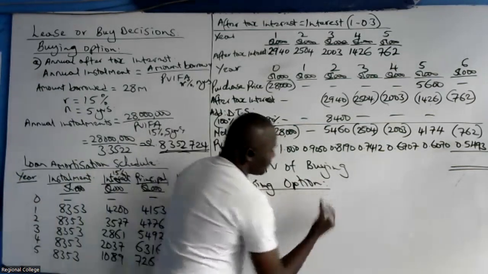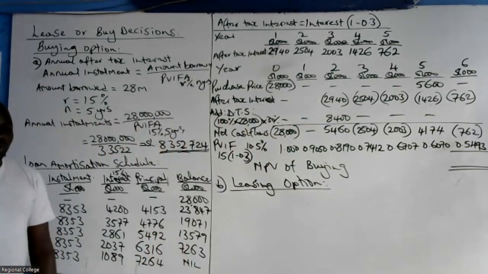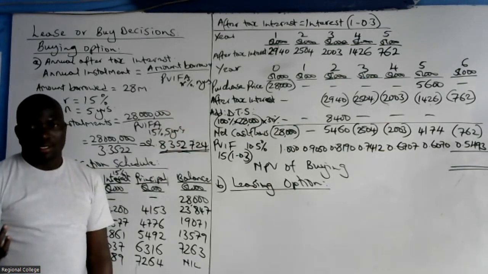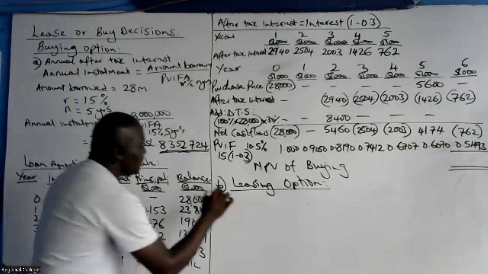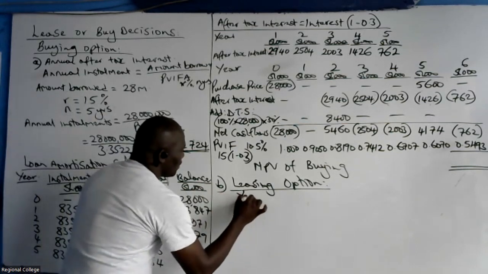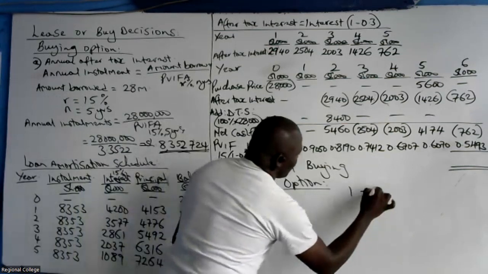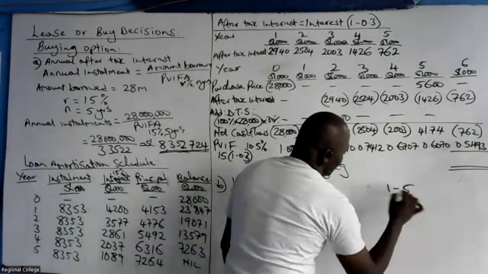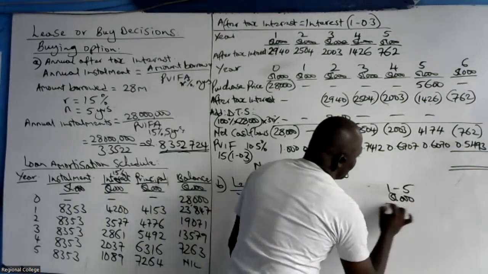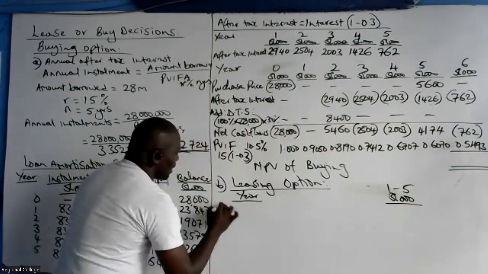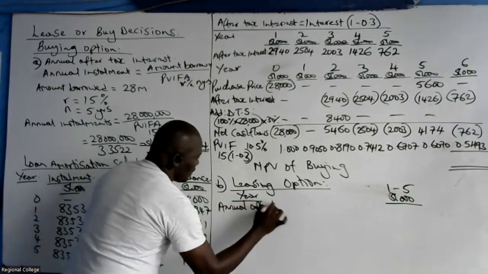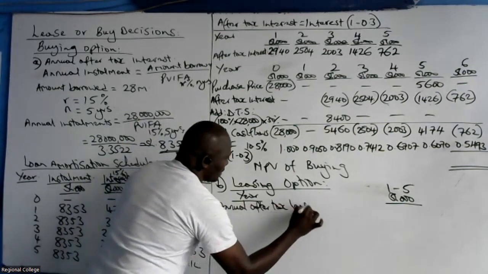Leasing option. Now, leasing option is another story more. So we pay lease rentals too. We are not buying the asset, so initial outlay is not there, right? So you just simply have, we can even have year 1 to 5, here 1 to 5, in thousands of shillings. Then I need annual after tax. Annual after tax is rentals.